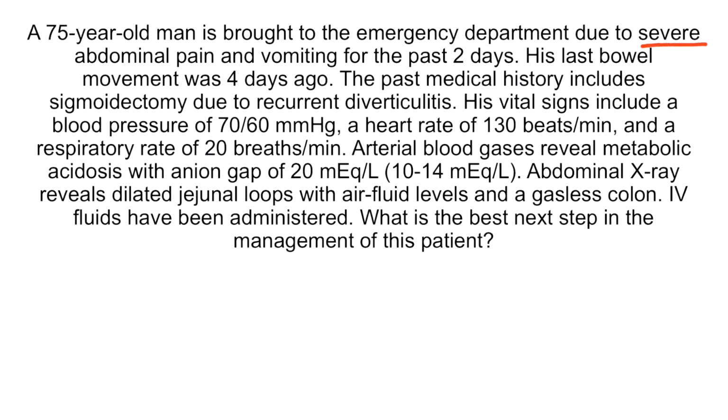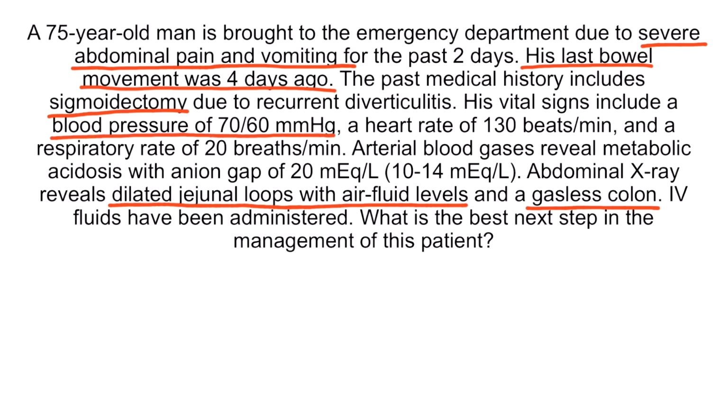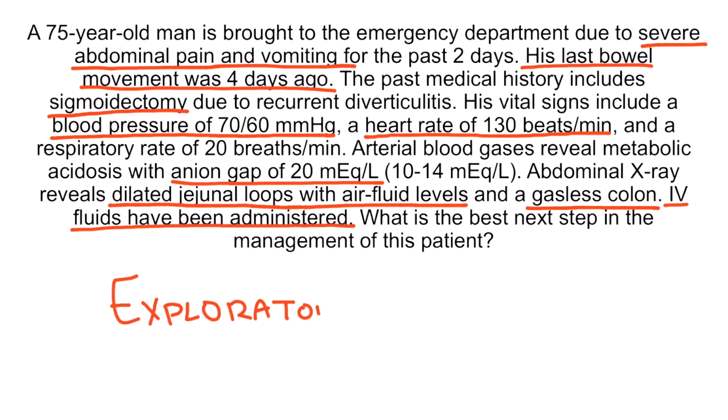This patient presents with severe abdominal pain, vomiting, and the absence of bowel movements for the last 4 days. Considering that he has a past medical history of sigmoidectomy, possibly leading to adhesions, this patient likely has bowel obstruction. Abdominal X-ray findings of dilated jejunal loops with air fluid levels and a gasless colon indicate a complete bowel obstruction. This patient is hemodynamically unstable with hypotension, tachycardia, and an anion gap metabolic acidosis, suggesting possible bowel infarction. IV fluids have been administered, so the best next step in the management of a hemodynamically unstable patient with bowel obstruction or infarction is exploratory laparotomy.